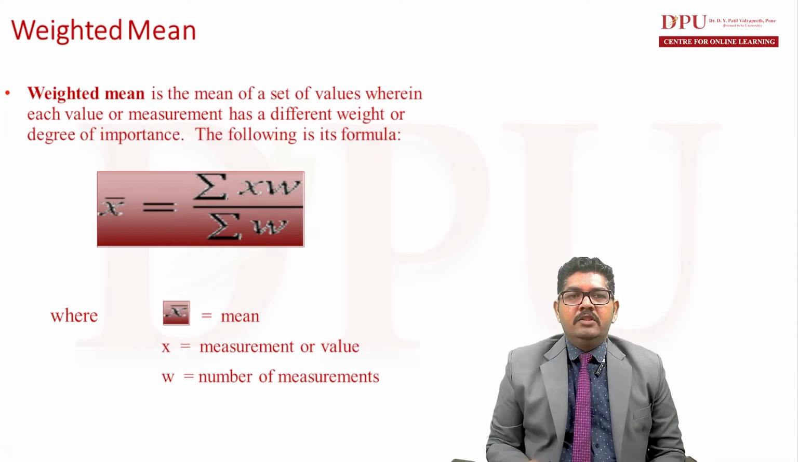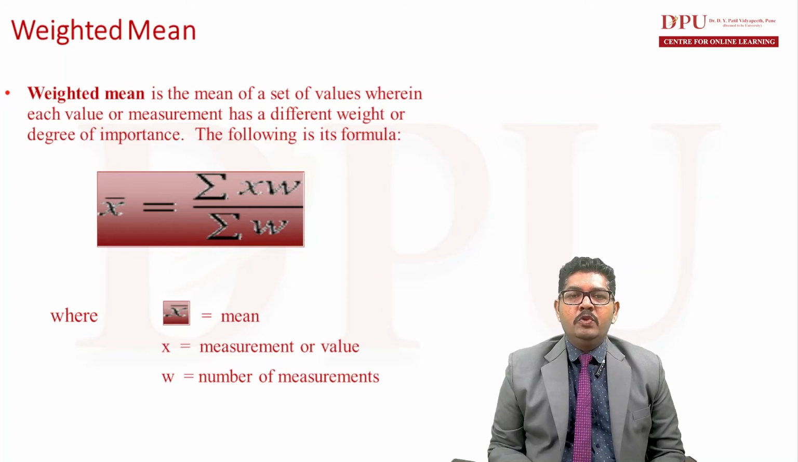Then there is something called weighted mean. Weighted mean is the mean of a set of values wherein each value or measurement has a different weight or different degree of importance. So there are some observations, and they assume different degrees of importance, and according to the importance they assume, we have to assign some weights to the observations. So this is called weighted mean.